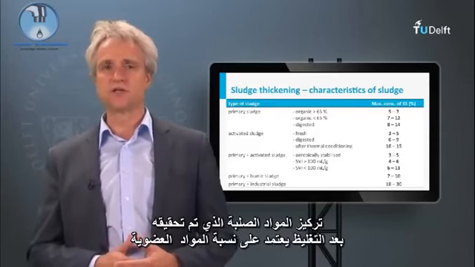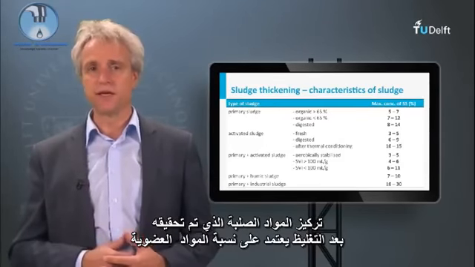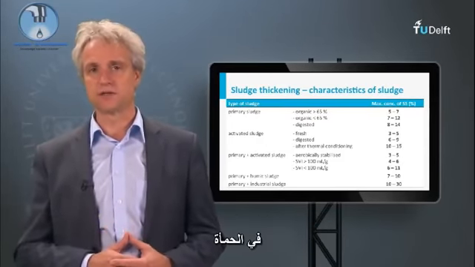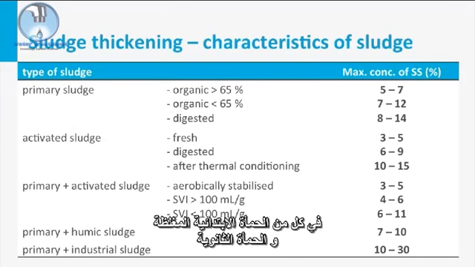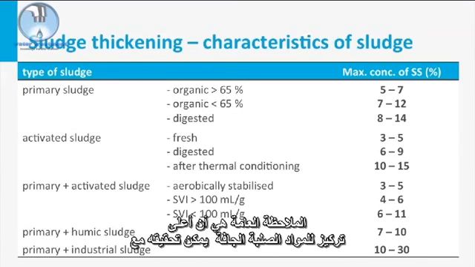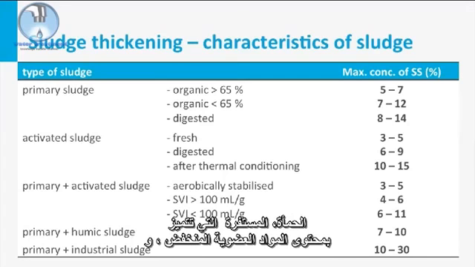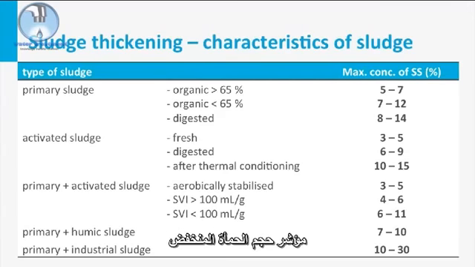The achievable concentration of suspended solids after thickening depends on the organic fraction of the sludge. This table shows, for instance, the impact of digestion on the achievable solids content of both thickened primary sludge and secondary sludge. The general observation is that the highest dry solids concentrations can be achieved with stabilized sludge that is characterized by a low organic matter content and a low sludge volume index.